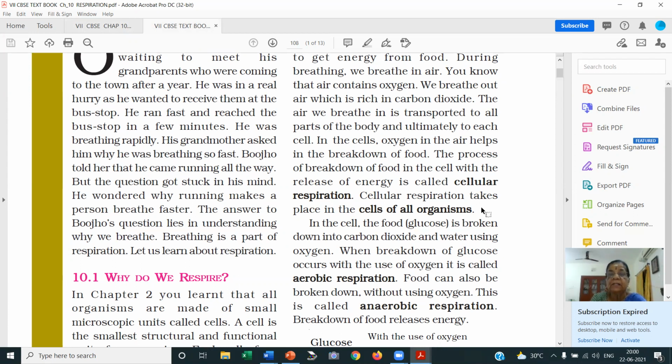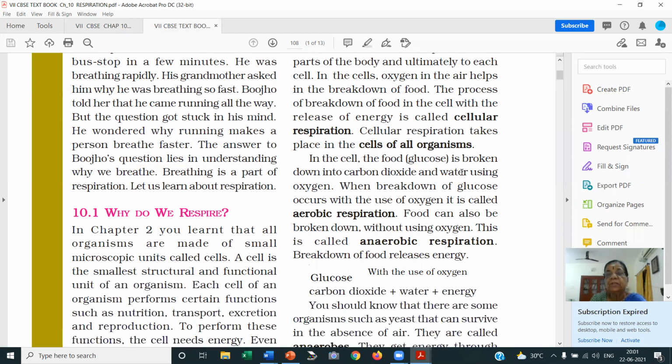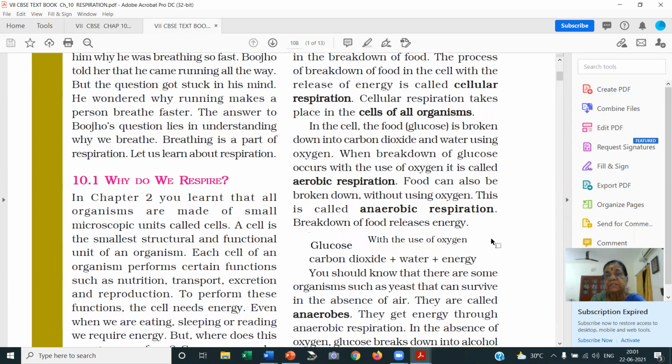Then in the cells, food is broken down into carbon dioxide and water using oxygen. So this is aerobic respiration. Mark it, the definition for aerobic respiration. Then food can also be broken down without oxygen. This is called anaerobic respiration.